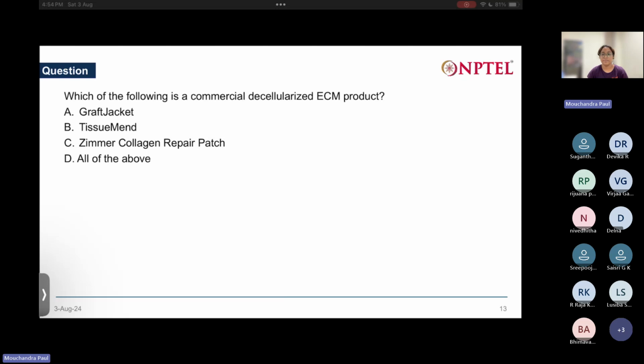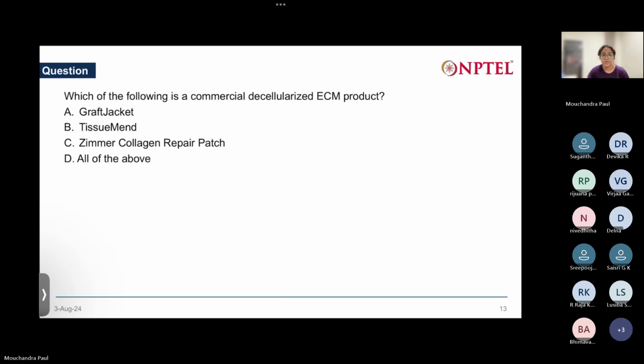Now, on the same track, I have another question for you. Which of the following is a commercial decellularized ECM product? These are the examples. If you recall, then it's very straightforward to answer.